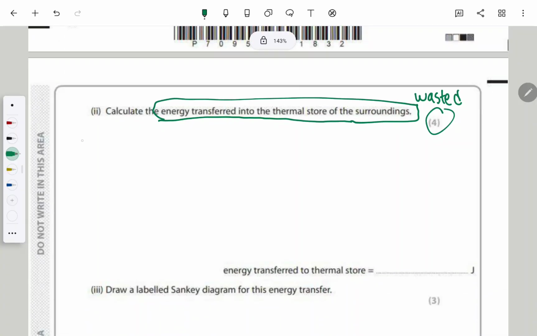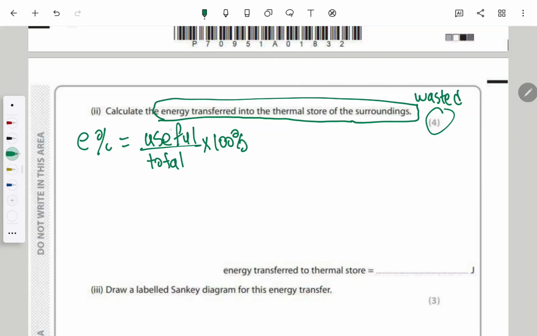I know that efficiency equals useful divided by total, multiplied by 100%. Let me try to calculate the useful energy. All right, let's put everything in its position with the right numbers. The efficiency in this case is 15% equals useful divided by the total, which is 165 joules, multiplied by 100.